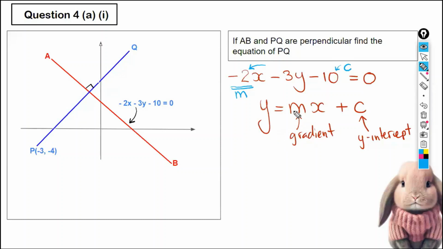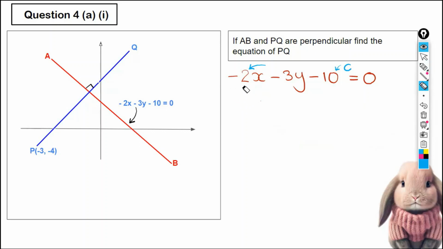Before you could identify m and c, you always have to do what? Make y the subject. Only after making y the subject could you identify the gradient and the y-intercept. So quick question. In my equation, is y the subject? Is y alone on one side and everyone else on the other side? And the answer is no. All right, so what you have to do now is work on making y the subject. So let's quickly do that.